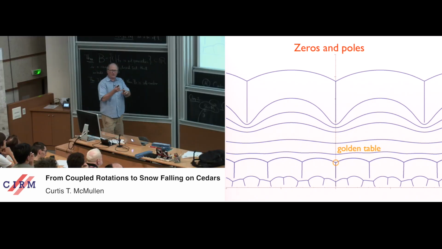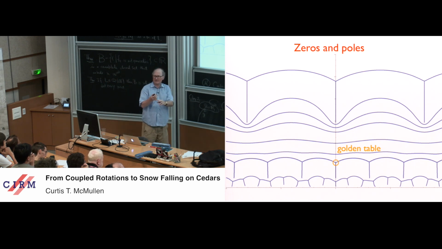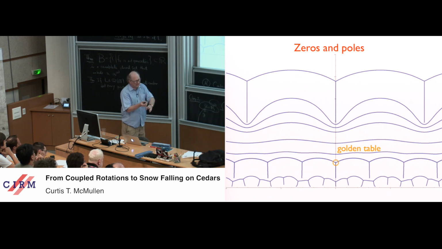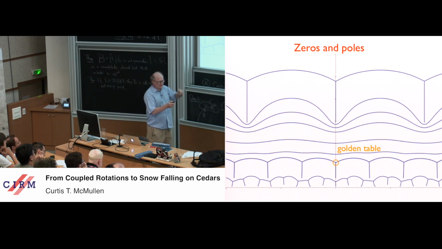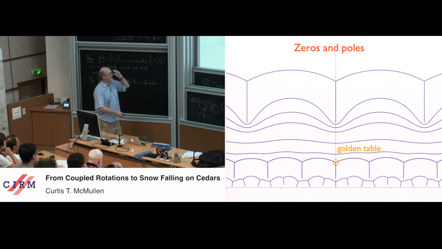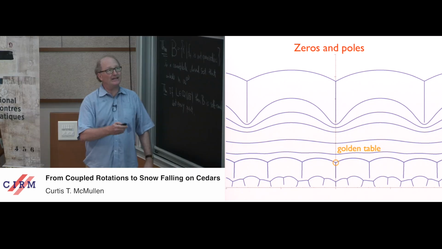So they are one-forms that look like they should be the golden table. Their periods are the same as the golden table. The induced symplectic form is the same as the golden table, but they are not the golden table. So this is an illustration of the failure of the holonomy map to be a homeomorphism, to be injective.